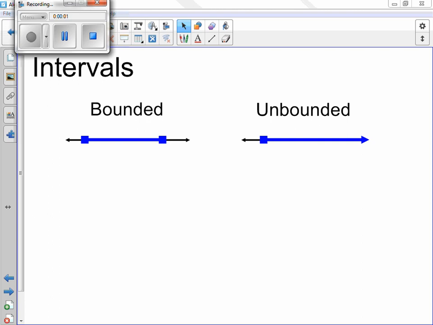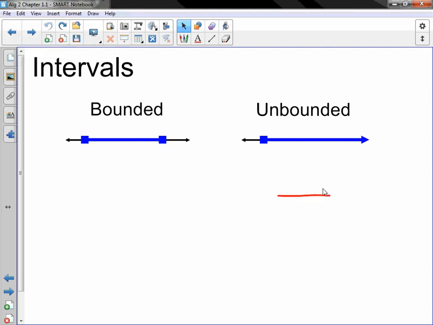Okay. So what we're covering today in finishing up chapter 1.1 is bounded and unbounded intervals. The main difference is that bounded is going to have two endpoints. Unbounded is going to be going off in one direction or the other. We could have two unbounded intervals, one going this way and one going that way.